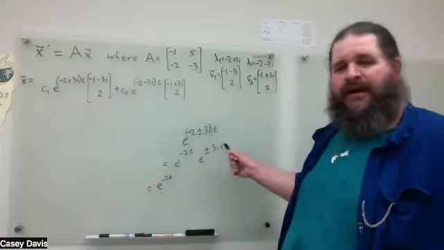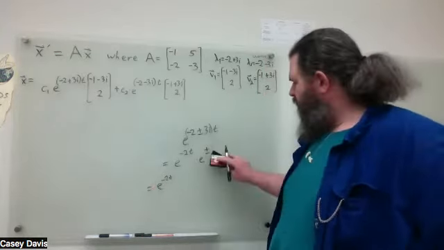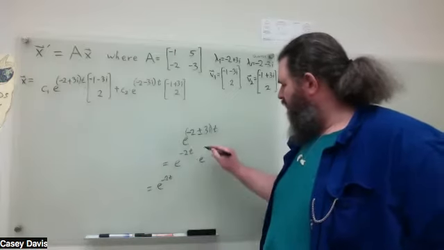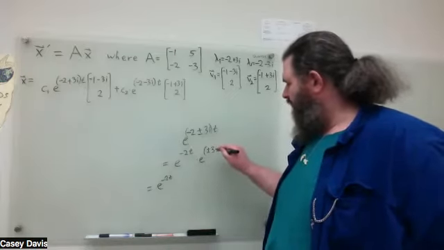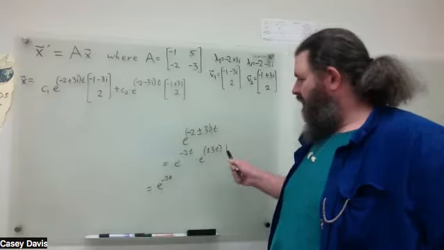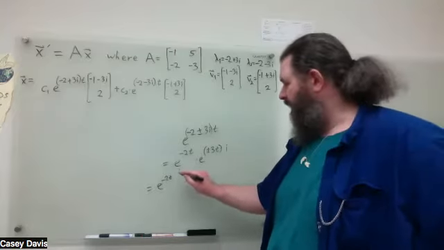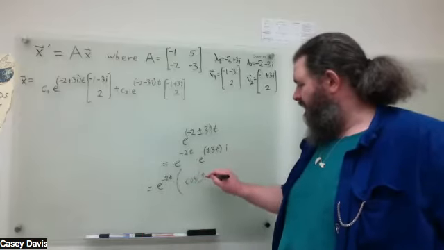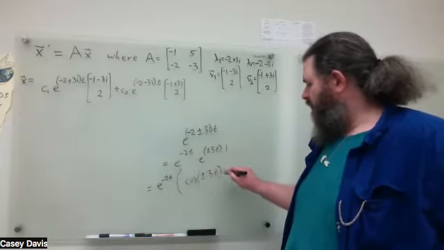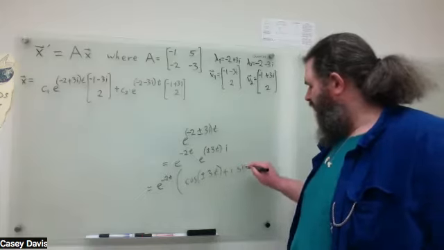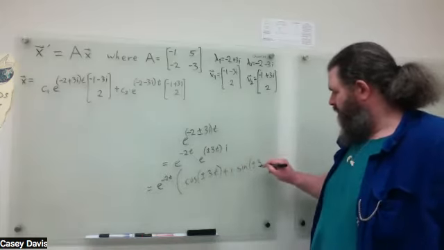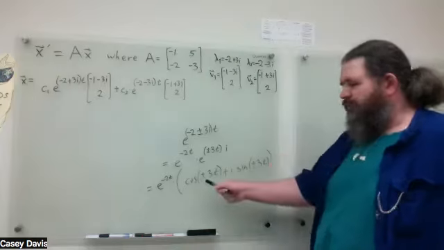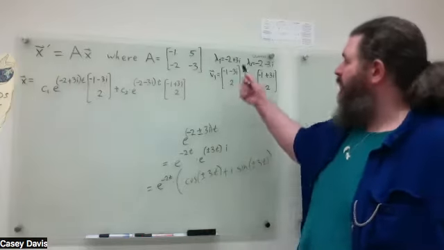But the e to the imaginary power, we could rewrite that as plus or minus 3t times i. That can be split up with Euler's formula. We'd have cosine of plus or minus 3t plus i times sine of plus or minus 3t. And I'm writing plus or minus here so we can generalize this to both of these.